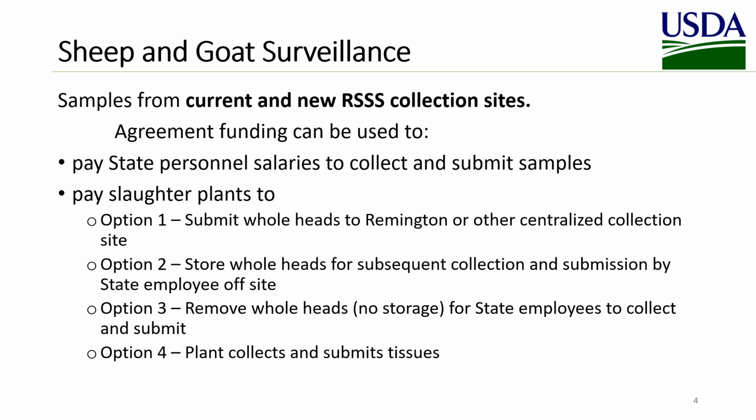It is preferred that USDA enter into agreements with the slaughter plants. Note that with options 2 and 3, there still can be involvement with state sample collection. Personnel costs can also be included for the time spent visiting slaughter plants to get them signed up as an RSSS site. Other surveillance strategies can also be considered.